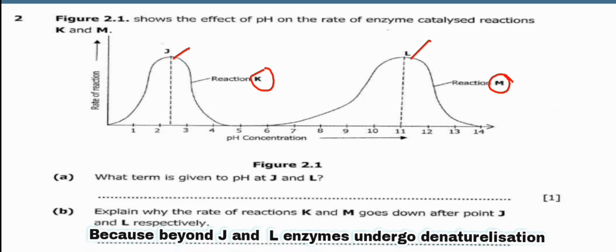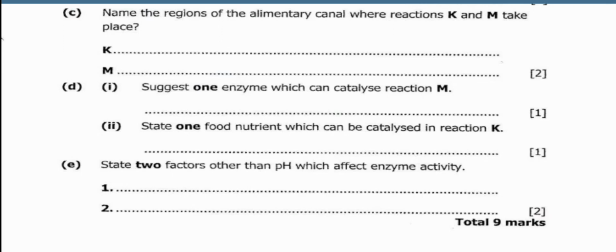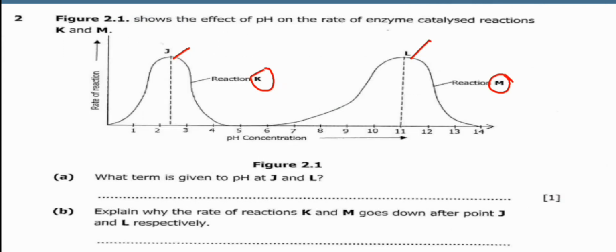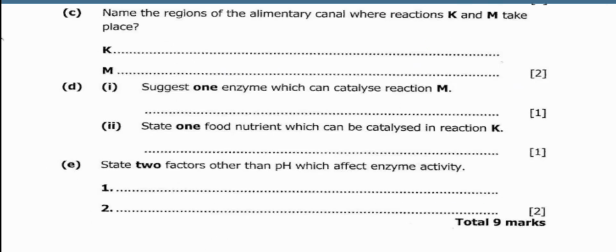Let's see the next one, which is C, saying name the regions of the alimentary canal where reactions K and M take place. As for K, it is operating under acidic pH, so we can say it is in the stomach. Then as for reaction M, it is operating under alkaline pH, so we can say it is the duodenum or the mouth. So the answer here, we are going to say, as for K, it is going to be the stomach. Then as for M, it can be the mouth or the duodenum.